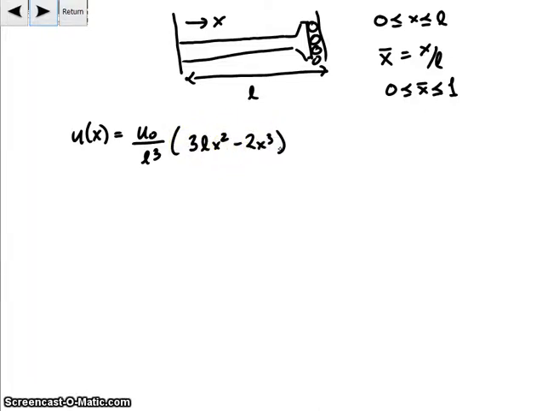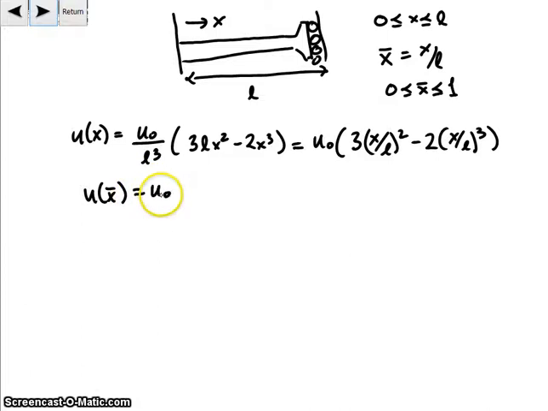In terms of x bar, we can pass this L cubed through into here. You can see we get u naught times 3x over L squared minus 2x over L cubed. And so we could write u of x bar is equal to u naught times 3x bar squared minus 2x bar cubed. Now, instead of integrating from 0 to L, we would integrate from 0 to 1. So we're basically analyzing a beam that has unit length.